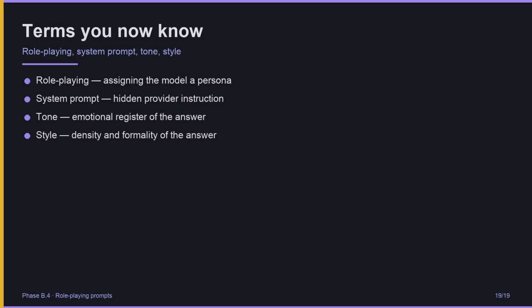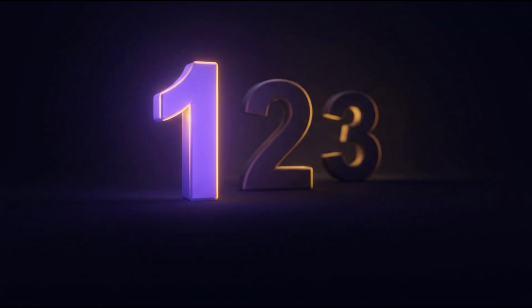Terms you now know. Role-playing, assigning the model a persona to bias its answer. System prompt, the hidden instruction providers send before your message. Tone, the emotional register of the answer. Style, the density and formality of the answer. 4 terms. You now have a vocabulary for what role-playing actually does. Role-playing, precision, not decoration. The first of 3 prompt patterns.